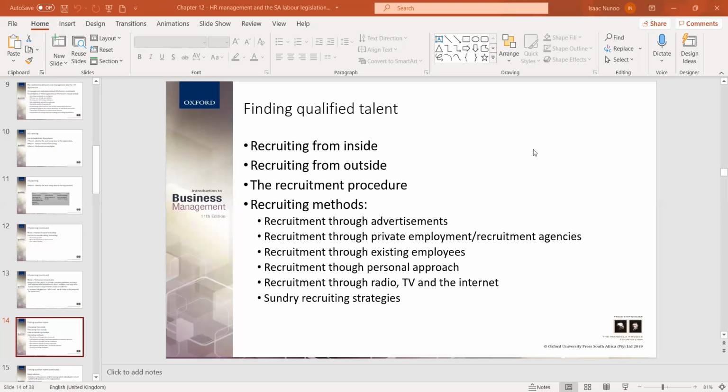You can also talk about recruiting through radio, TV, and the internet. This is what you call e-recruiting, so recruiting through the use of technology. Today, the most important aspect is LinkedIn, where people bring on board their skill set, and Facebook. People have been recruited through all these aspects.